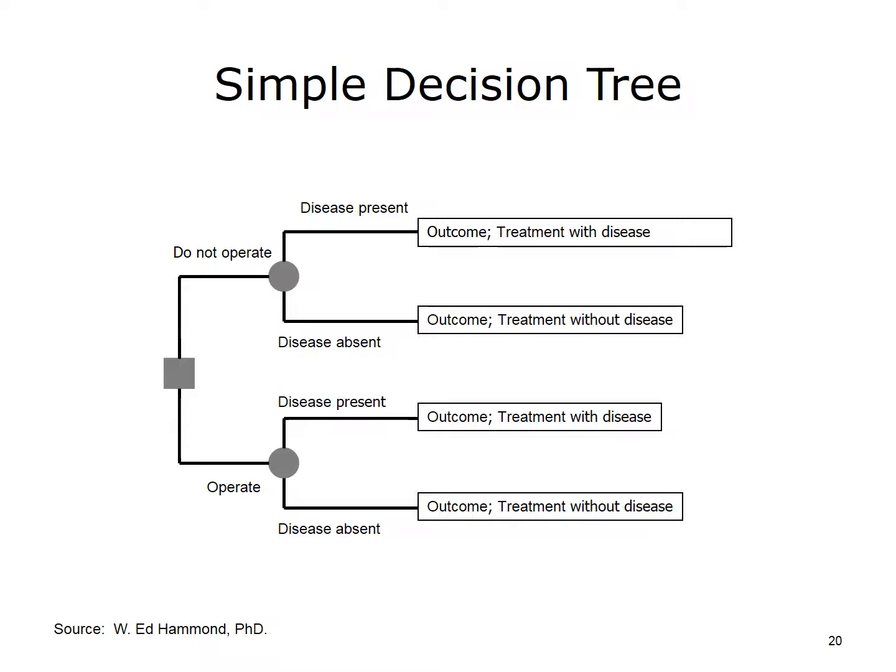Slide 20. Decision trees are popular ways of using statistics and probabilities to guide decision-making. The first step is to define the problem in concept and scope. What are the alternative decisions? An example might be to treat the patient surgically or medically for a particular problem. Another is to operate or not operate.